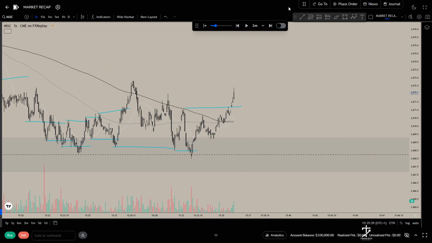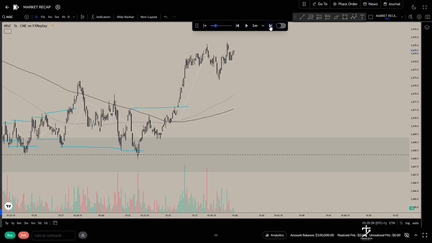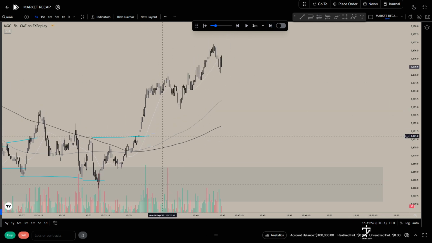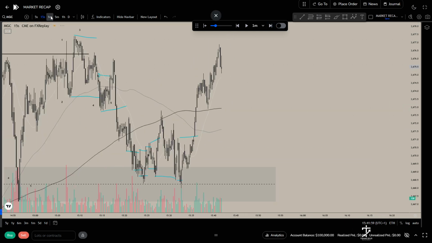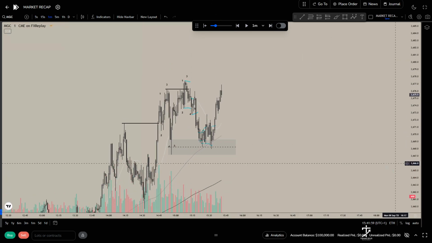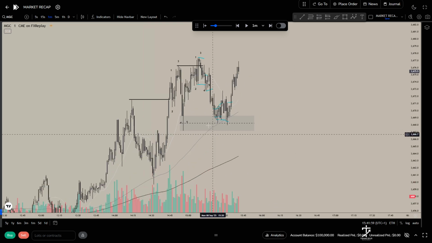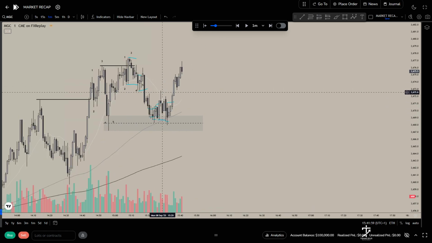So we are now in the flip here. We don't quite get a pullback, which is completely fine, and you can see how price shoots up. All price wanted to do was tap into this arm to get a move origin and continue to make higher highs and higher lows. So sometimes you're not going to get an entry, sometimes you are going to get an entry.